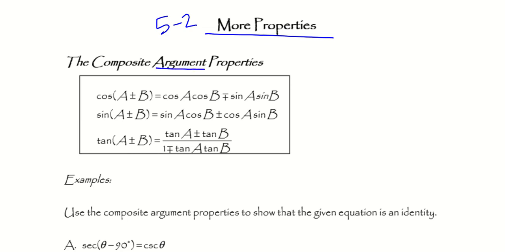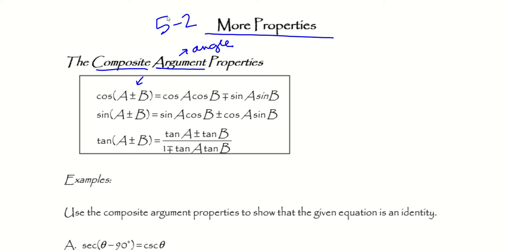The argument is what goes inside of a trig function, which is an angle. So this argument is an angle. And to compose means to put things together. So our composite argument properties are our properties where the input to a trig function is two angles that are added or subtracted together. So we have really 6 properties here, but we've listed them in 3 lines.